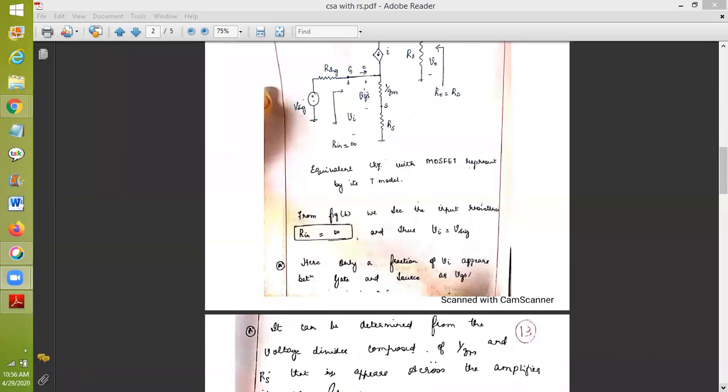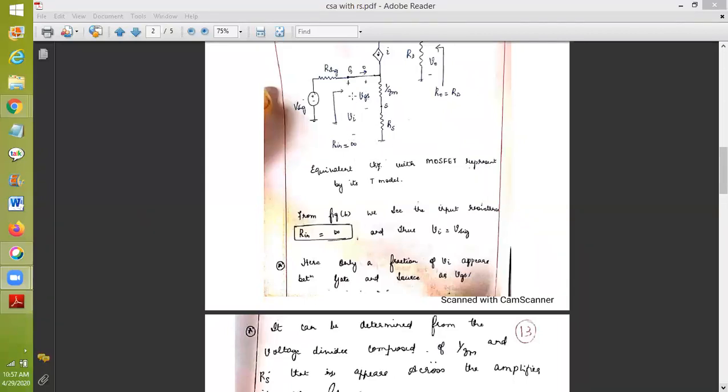Okay. So what happens here? These two resistances are connected in series here. The voltage between the gate and source is represented by VGS, and the voltage from gate to ground, from here to here, is Vi. From gate to source it is VGS. Very, very important.